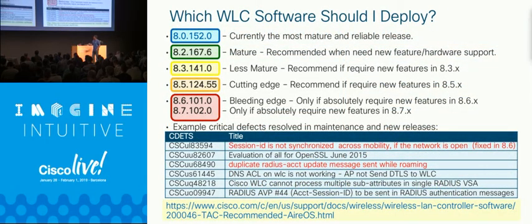Again, this is kind of a money slide. It talks about all the versions we have, what is new, what is mature, what you need, and all the bugs that are fixed in these versions. So if you're looking at a WLC deployment, that's a good slide to pick up the right code for your network.